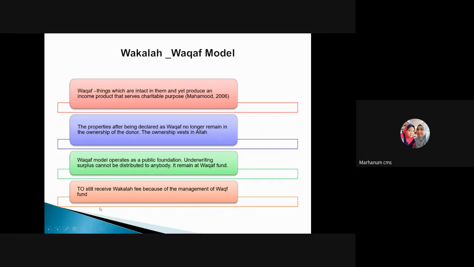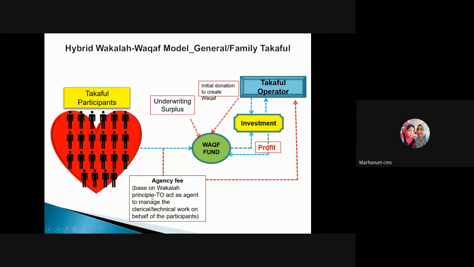And then the takaful operator, when they adopt this wakaf model, will still receive a wakalah fee because they act as agents, for the management of the wakaf fund. So let's see the mechanism of the wakaf model. The participants pay the fund in terms of wakaf fund. It is a wakaf contract, no longer a tabarru' contract or donation contract. So underwriting surplus should be channeled back to the fund because this fund does not belong to the participants or the takaful operator or anybody. And then the initial donation to create the wakaf should be coming from the takaful operator as capital for the wakaf fund.